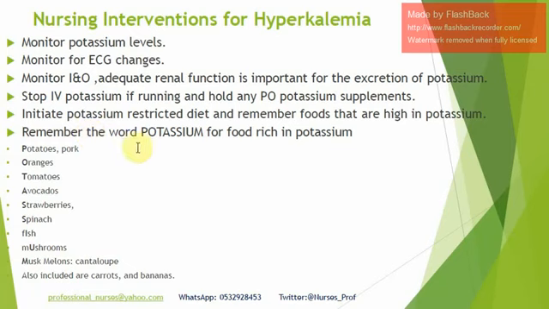If we want to remember the foods rich in potassium, we have to remember the word potassium. It summarizes for us the foods rich in potassium. Those foods are potatoes, orange, tomato, avocado, strawberry, spinach, fish, mushroom, muskmelon, and also carrot and banana.